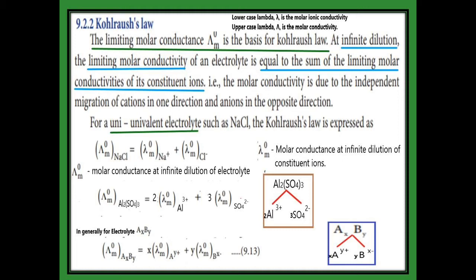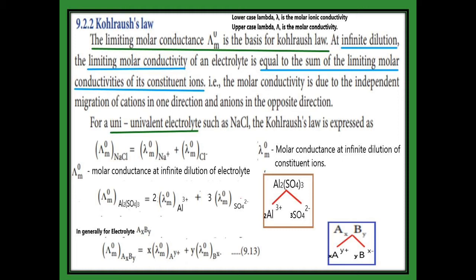Then we can generally write, for the general salt AxBy, that x goes to B and y goes to A. So A valency is y plus and B valency is x minus. And how many A are present? x. And how many B are present? y. So we have to put x in front of A and y in front of B. Then generally it is written that AxBy is the electrolyte and it gives the ions. How many ions does it give? x A(y+), and how many B(x-) do we get? y. So it is written that the sum of the molar conductance of the ions gives the molar conductance of the electrolyte. So the basis of the Kohlrausch law is only the limiting molar conductance value.